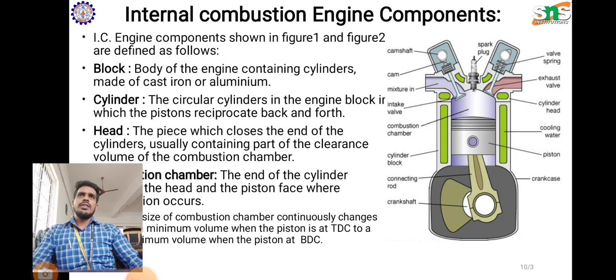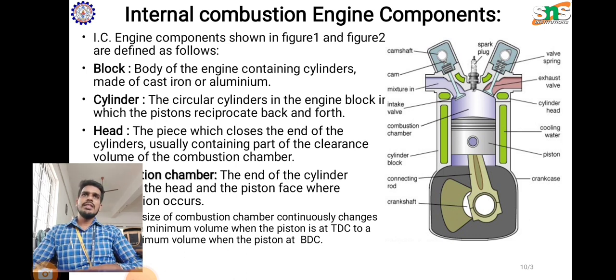IC engine components, first of all, block. The engine's aluminum or cast iron body. The cylinder: it is a body. The circular cylinder in the engine block in which the piston reciprocates back and forth.